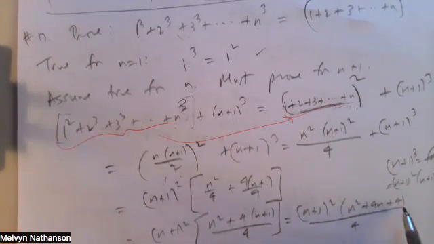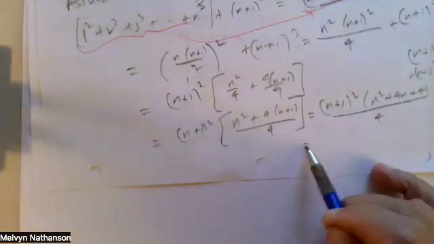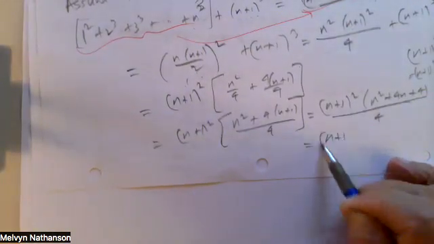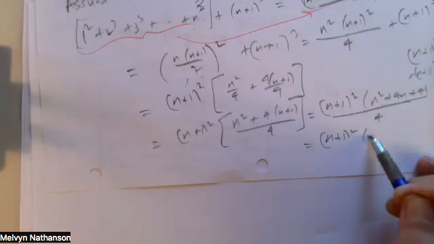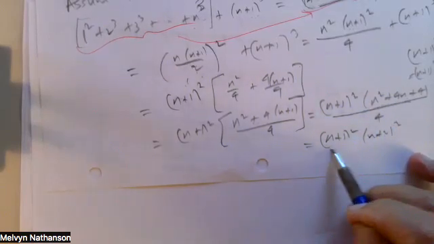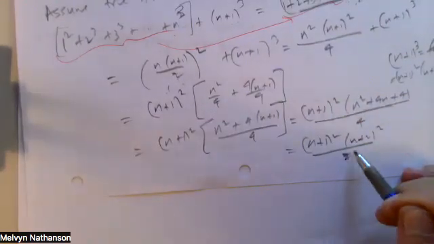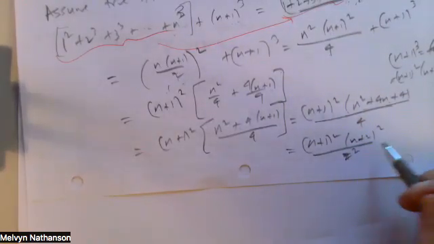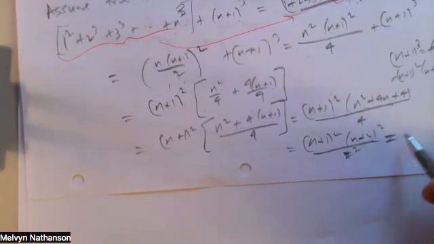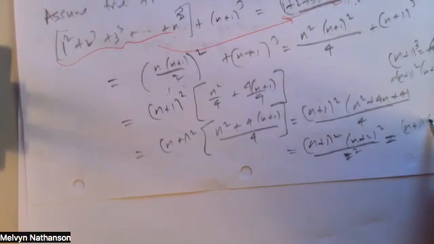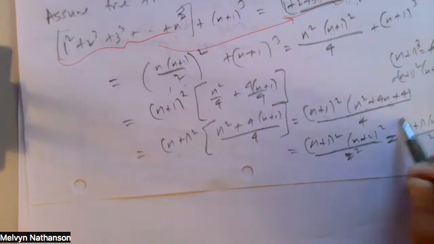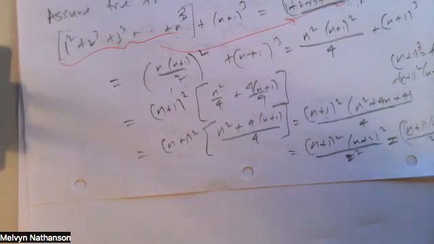And again, you have to know high school algebra. You have to know factoring. This is n plus 1 squared, and this is n plus 2 squared over 4, which is the same as 2 squared. 2 squared is 4. So this is equal to n plus 1, n plus 2 over 2 squared.